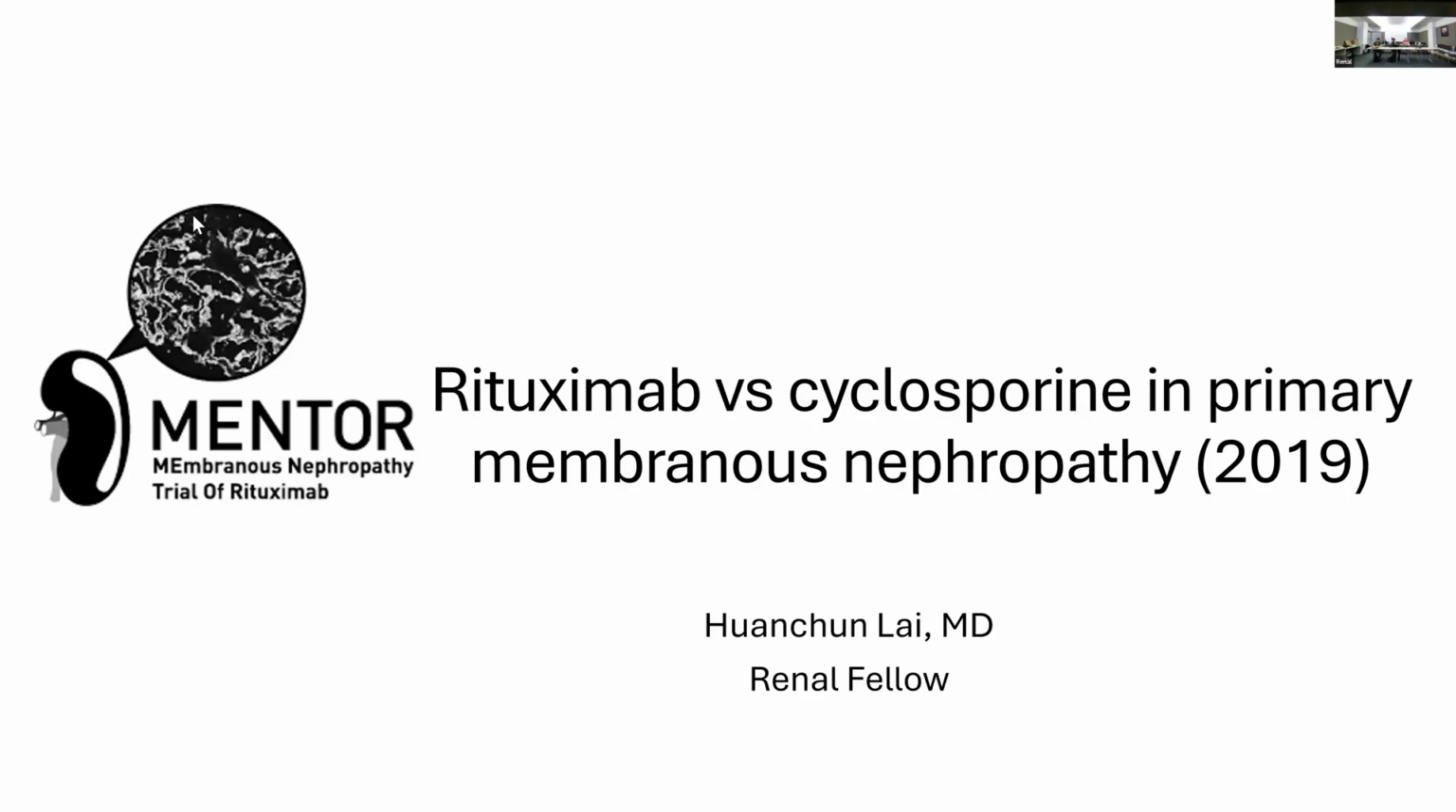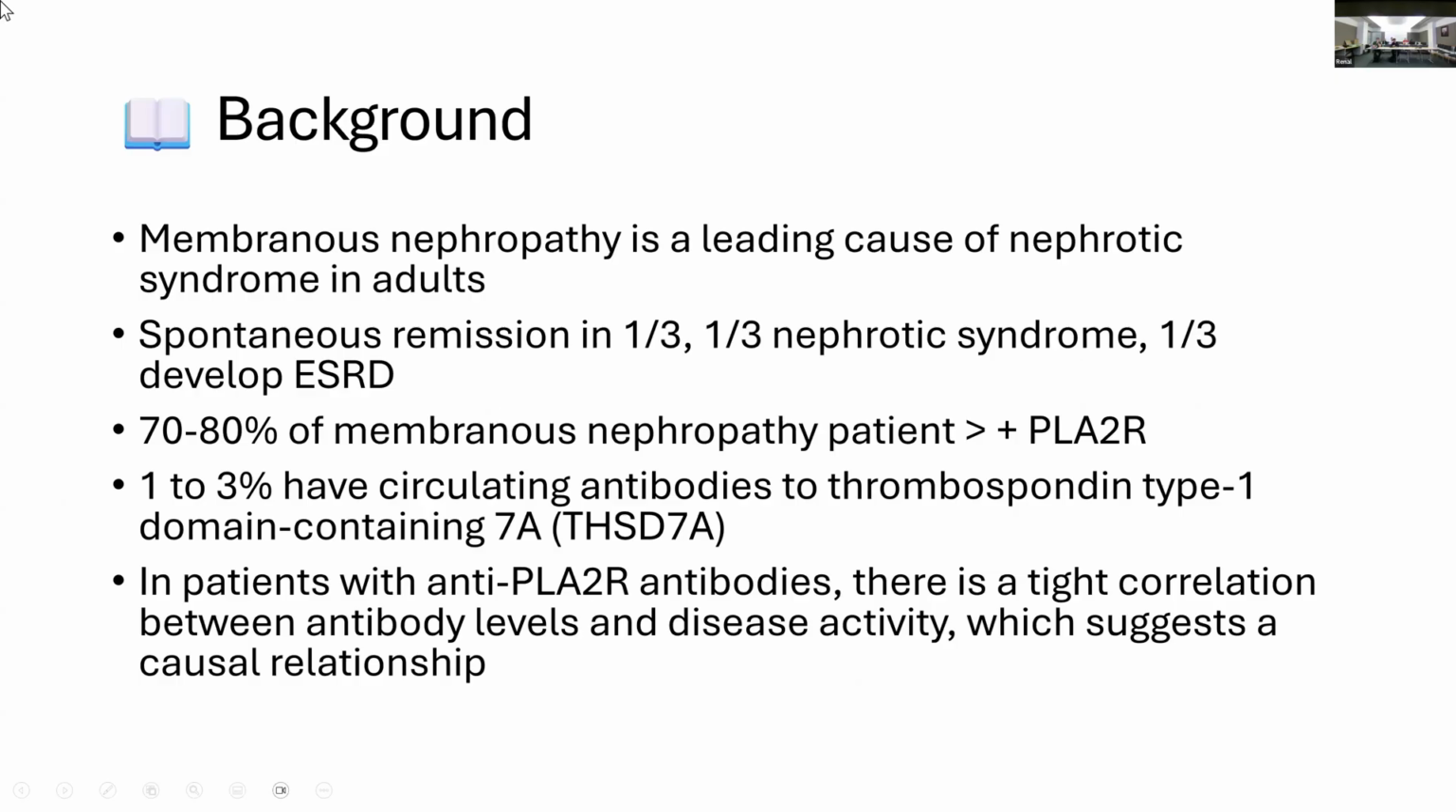Pretty self-explanatory article, but this was the MENTOR trial, looking at rituximab versus cyclosporine in primary membranous nephropathy. It came out in 2019, and it changed the scope for membranous nephropathy. Membranous nephropathy is one of the leading causes of nephrotic syndrome. We know the rule of thirds: spontaneous remission in a third of patients, a third go on to have nephrotic syndrome, and of those, a third go on to develop ESRD.